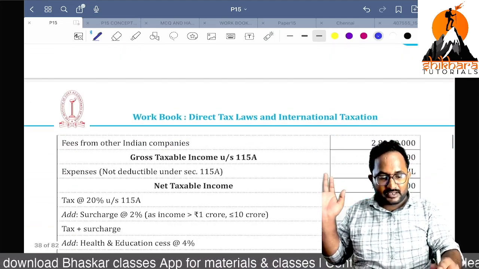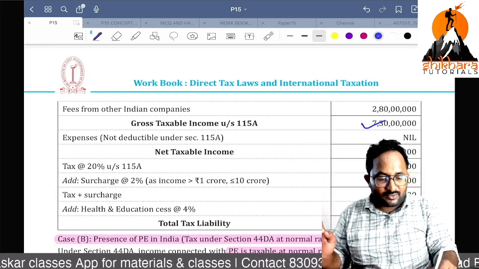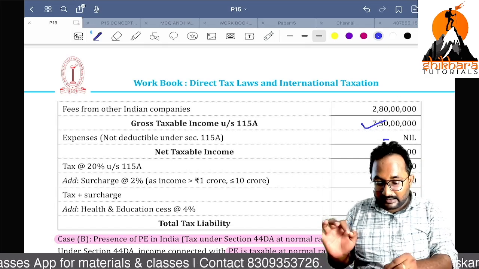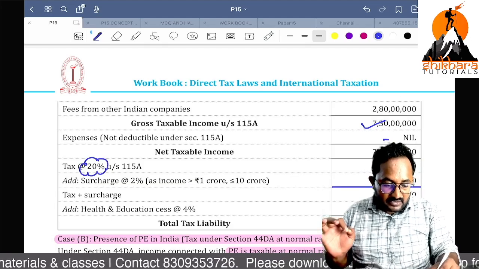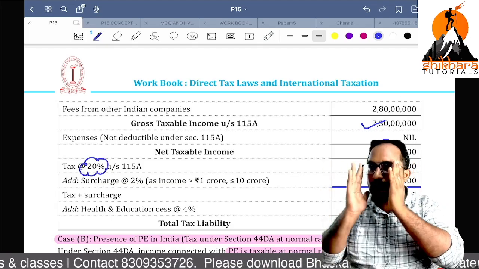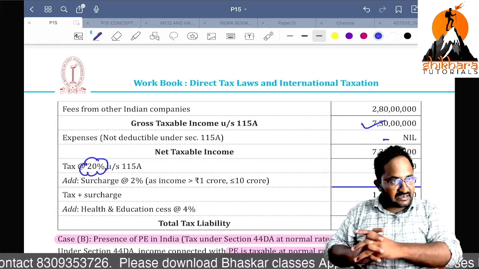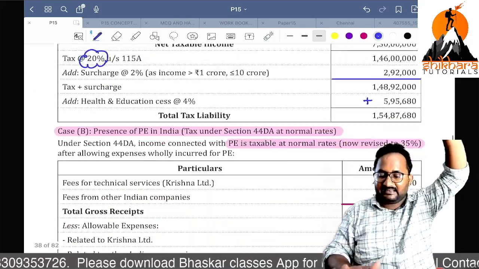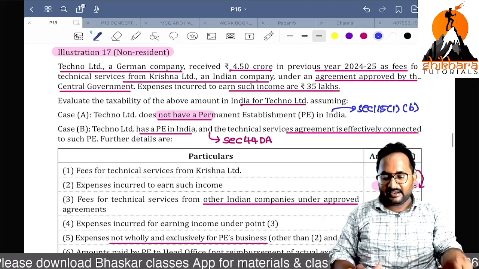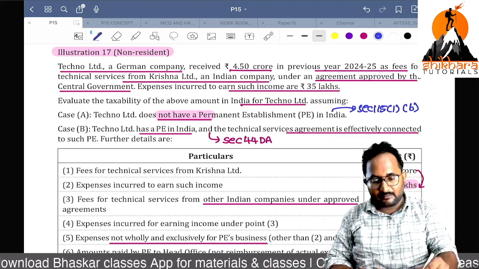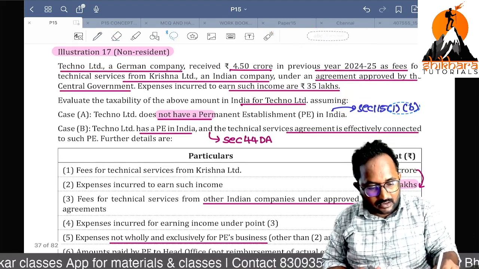So what is the total amount we received from the two companies? 7 crore 30 lakh. There are no deductions. Directly taxable at 20%. Please add surcharge and health and education cess. How did you differentiate these two sections? Based on PE. If a non-resident established a PE in India and provided the services with the help of that PE, that is 44DA. If you are not connected to that PE and you provided the services, that is 115A subsection 1 clause B.